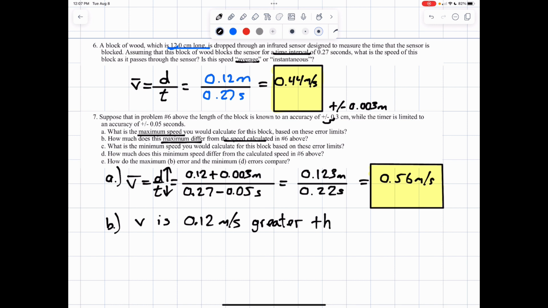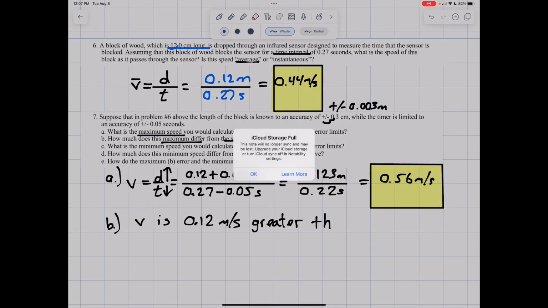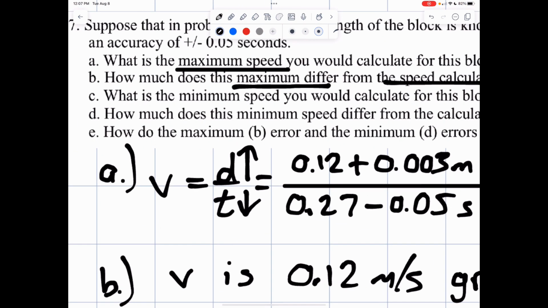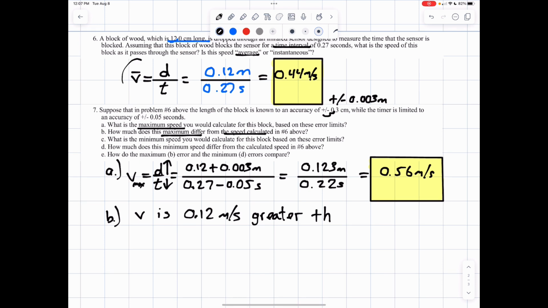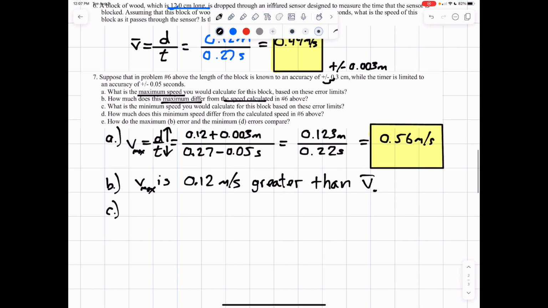than the average. So I guess I really shouldn't call this average speed. I should call it maximum speed right here. V max, maximum speed, not average speed. Average speed we did in number 6 over here. All right, so the maximum speed, you can see, is 0.12 meters per second greater than V bar, the average speed.